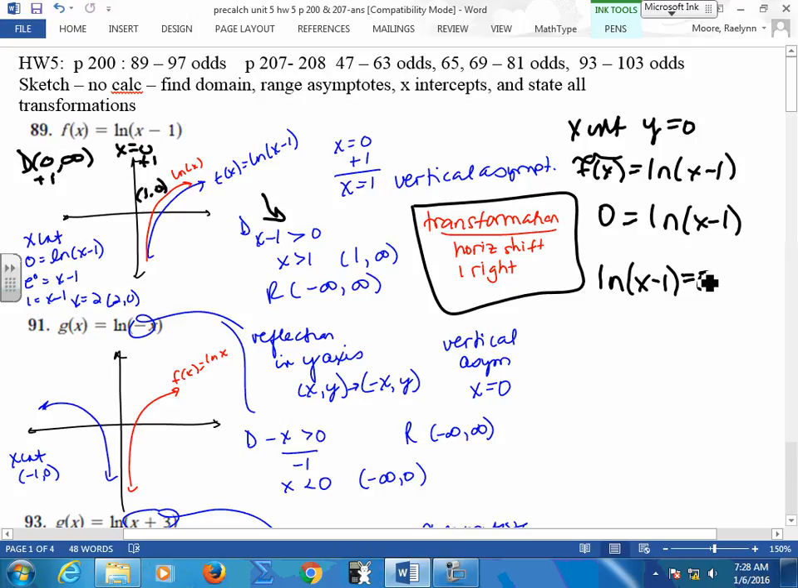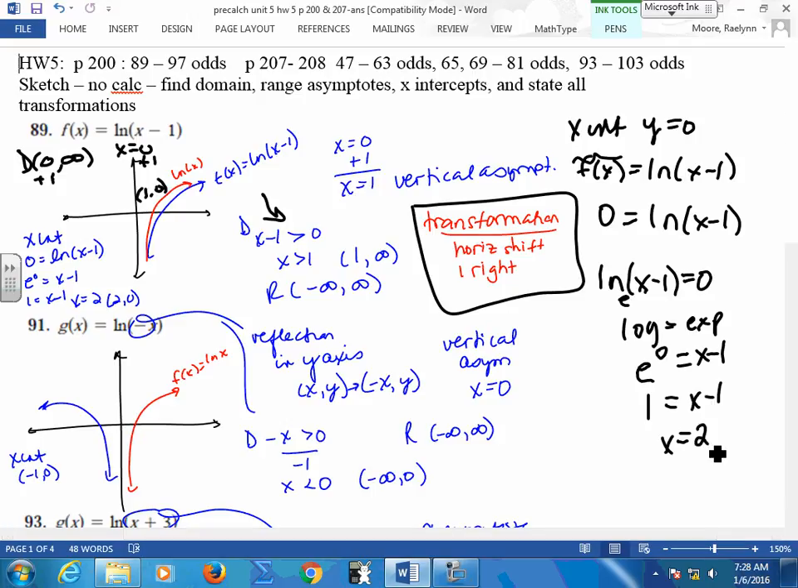Now, what's the base on a natural log? E. So, flip it. So, log equals exponent. Whichever way you decide to do this. The base to the exponent equals x minus 1. So, anything to the 0 power is 1. Add 1. And this is it algebraically. Graphically, we can see the movement. We can see from the 1, 0, it moved 1 over. But algebraically, you have to do this.